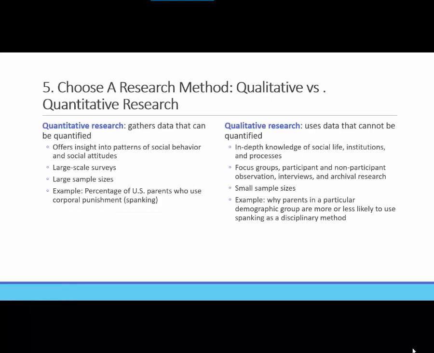So, beginning with Step 5, where you choose a research method. One of the first considerations that you would want to make as you select your research design is whether or not you want to engage in qualitative or quantitative research. This is not the same thing as quantitative variables, so do not get confused. Quantitative research is data that can be quantified.